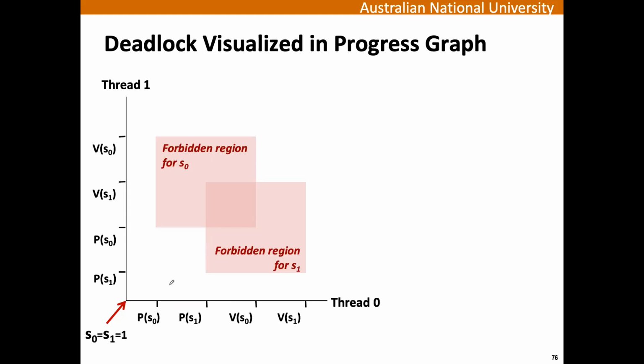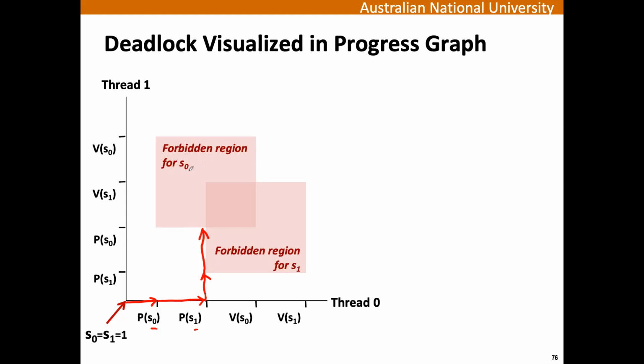So this is a deadlock region. Let's say thread 1 does something. This is just one instruction. And then it does a P operation on S0. S0 and S1 are two semaphores. And then thread 1 executes some instruction and then does a P operation on S1, okay? So now where should we go, right? This is like a video game, right? Now there's no way out.